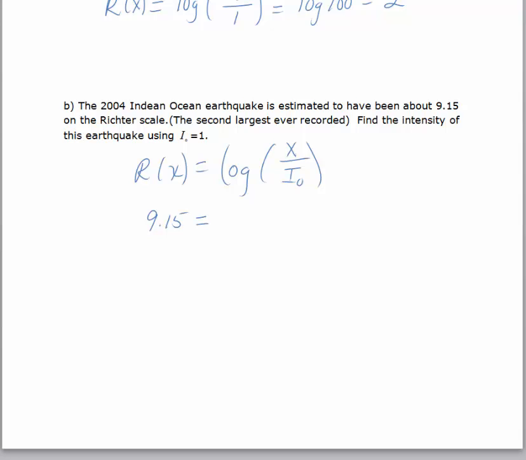That is my r of x. We have the log of x, which is our intensity. That's what we're looking for. We let I sub 0 equal 1. So we have 9.15 is equal to the log of x. We can now rewrite this in exponential form, which means that x is equal to 10 to the 9.15.